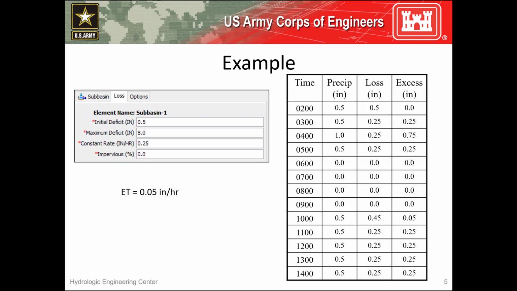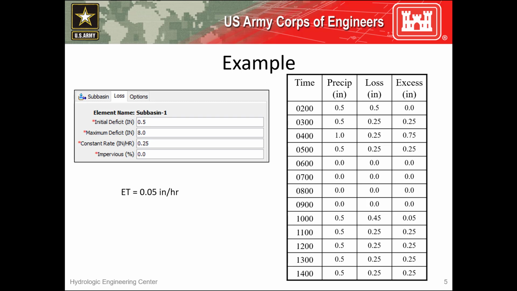Now, in using this method, you're required to supply three parameters: an initial deficit, a maximum deficit, and a constant rate. Directly connected impervious area can also be specified, but it's optional. Like I mentioned before, when a non-zero value for directly connected impervious area is specified, infiltration computations won't be carried out on that portion of the subbasin or grid cells, and all precipitation is going to become excess. I should also mention that evapotranspiration is an optional meteorologic parameter with this method as well. It doesn't have to be used, but without it, this method functions exactly the same as the initial and constant method.